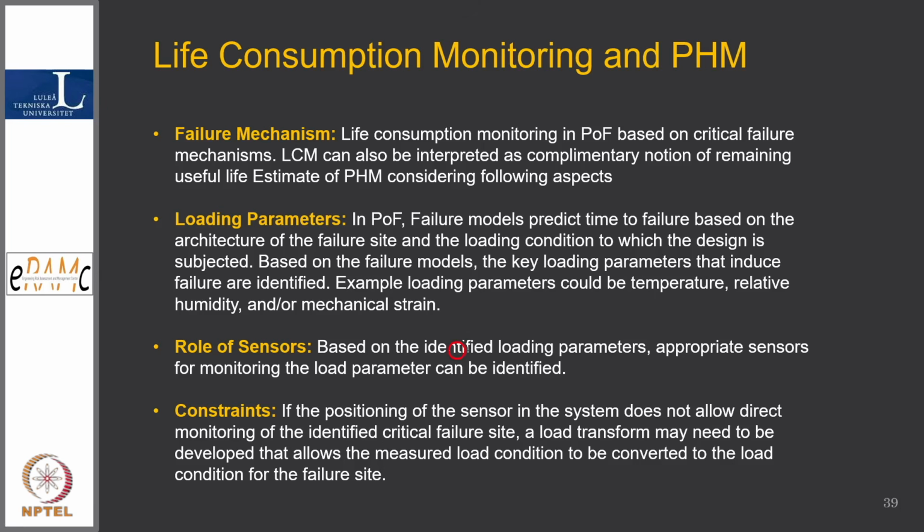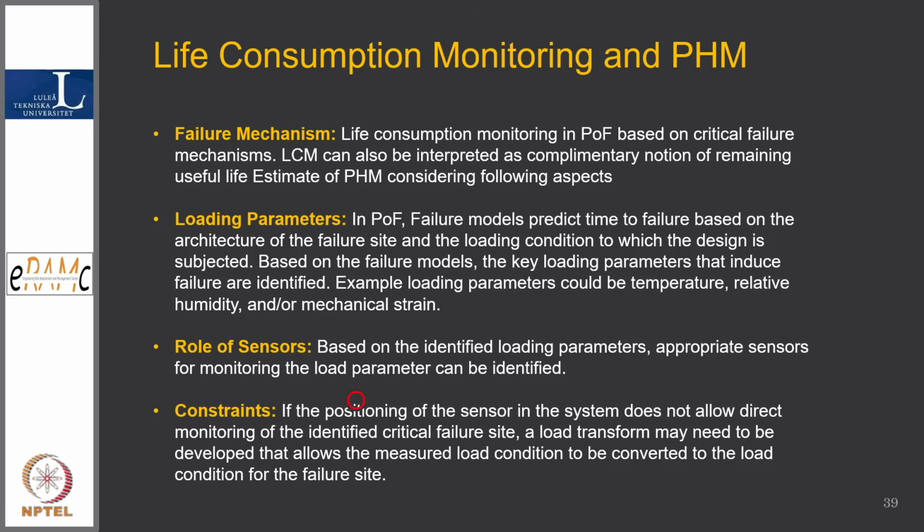Sometimes on an electronic board there are constraints. If there is a constraint, there is some mechanism I want to understand, and that depends on certain parameters like voltage, temperature, and all that. So I can monitor that through my sensors. So there are direct measurements or indirect measurements, which will handle the problem of constraints. If the position of the sensor in the system does not allow direct monitoring of the parameter or critical value, a load transformer may be developed that allows the measured load condition to be converted to the load condition for the failure.